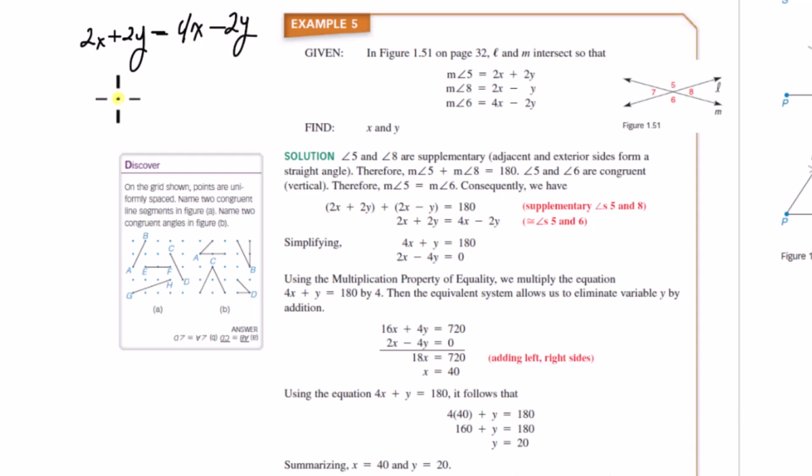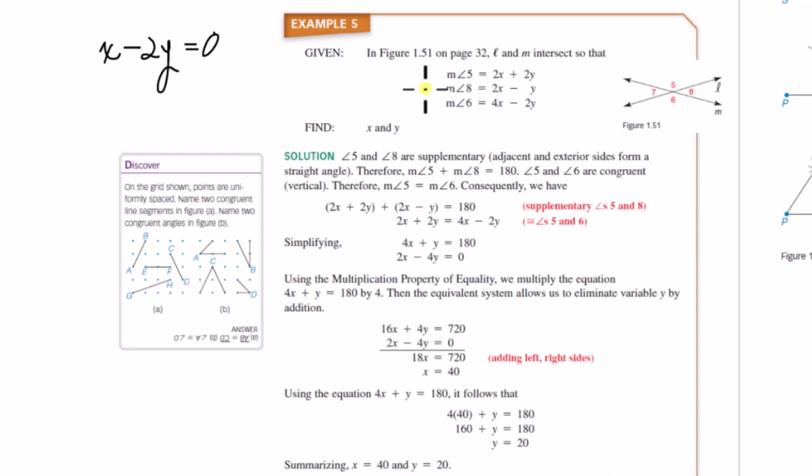So you add 2y to both sides and subtract. Well, let's actually subtract 2x from both sides. So you have 0 is equal to 2x minus 4y. Okay, now we can divide both sides by 2 and get x minus 2y is equal to 0. So there's an equation: x minus 2y is equal to 0.